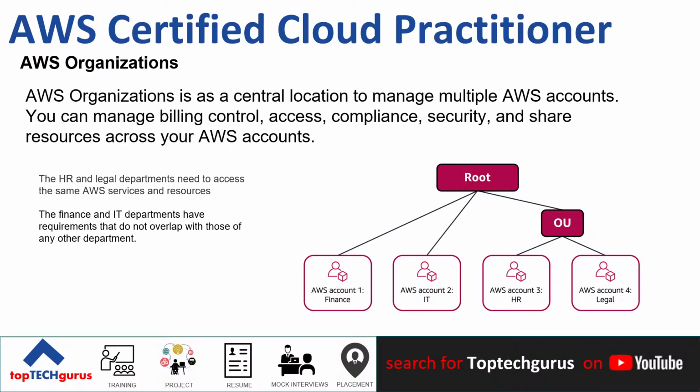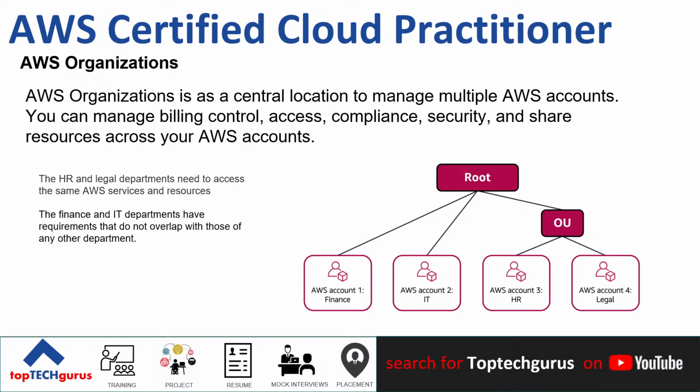like AWS account, we use something called AWS Organizations. So with AWS Organizations, you can actually have those member accounts, the finance account, the IT account, the HR account, the legal account, roll into the root account. So the root account gets access to all of them, and you can actually separate them into different hierarchies.